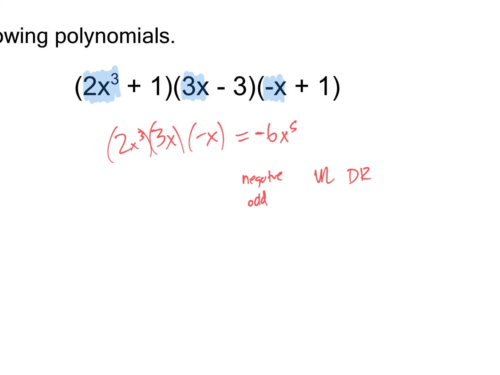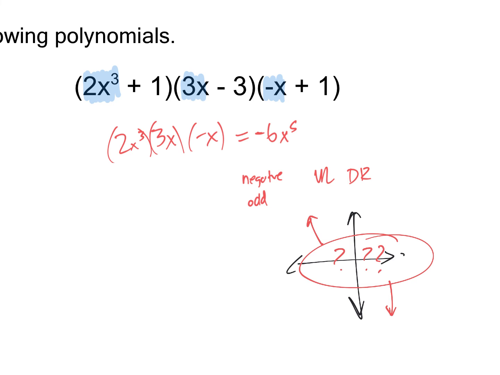So on that graph, we know that over here to the left, I'm going to have an arrow pointing up to the left. And over here to the right, I'm going to have an arrow pointing down to the right. We don't know everything in the middle yet, and that's okay. We're going to learn it later this week. But for now, we know what the end behavior is.